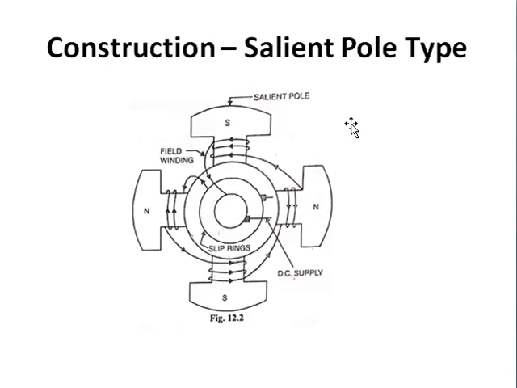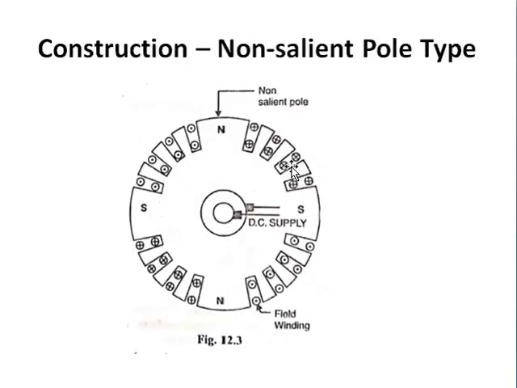Because these are low speed rotors, they will have a large diameter. If you see this kind of alternator, the diameter is very large, but the length is very small. The salient pole construction cannot be made strong enough to withstand the mechanical stress at higher speed because of its construction. On the other hand, the non-salient one is a whole cylindrical structure.